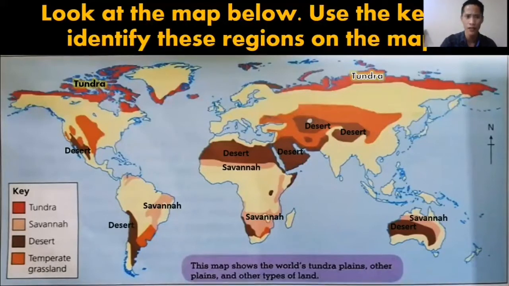Moving on to our lesson. Temperate grassland is found in this region. Like what I've said, they are found from 30 to 60 degrees north and south of the equator. This is the northern part of the equator, and this is also an example of a temperate grassland. And there's also temperate grassland in the southern part. So that's how to find plains in the world map.